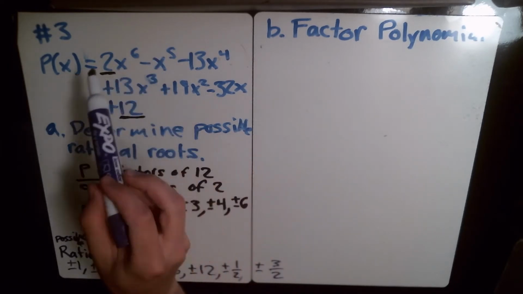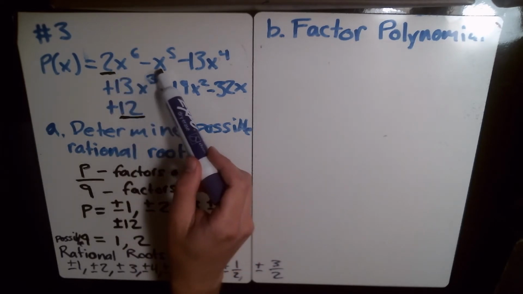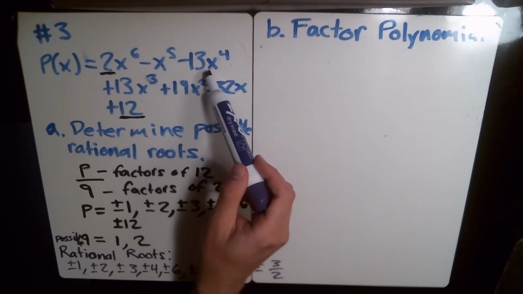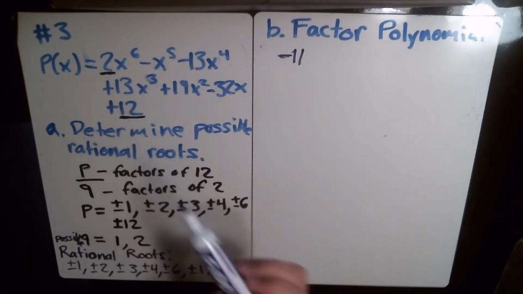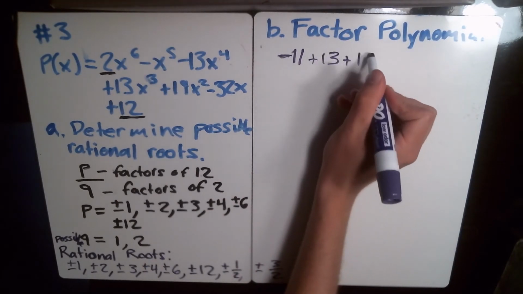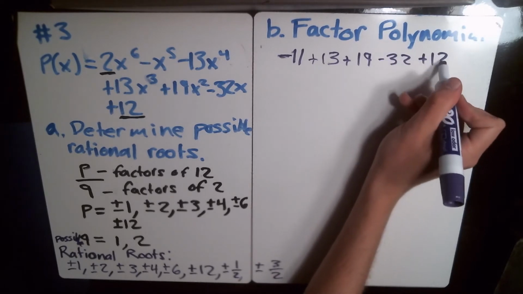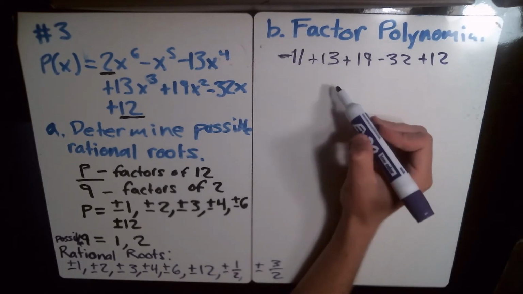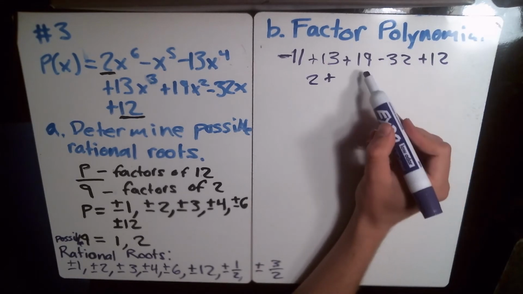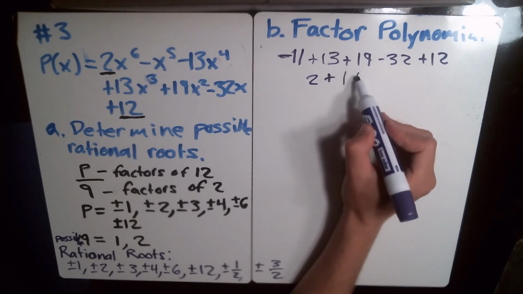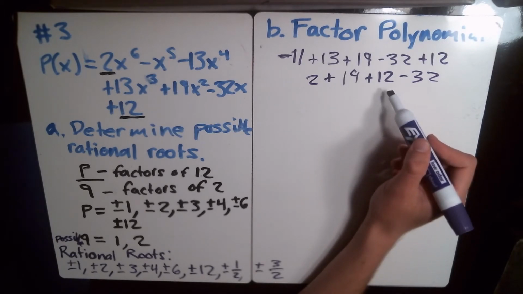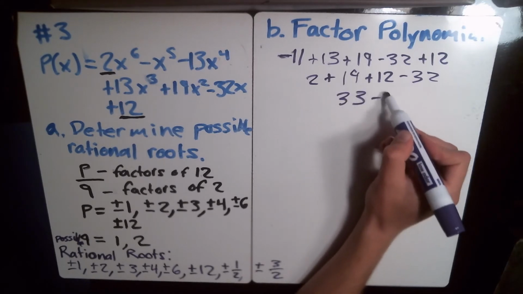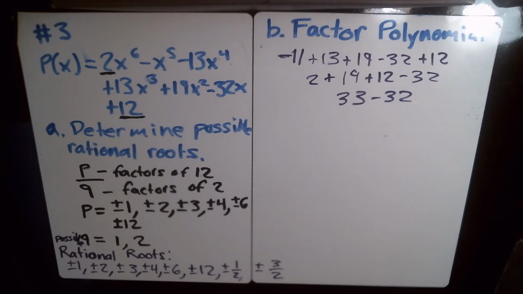So let's plug in +1 and see if that works. We get 2 minus 1 is 1, minus 13 is -11. Maybe I'll keep track of this over here. -11 so far, and then plus 13, plus 19, minus 32, plus 12. I'm not sure if that's going to work. This would give us 2 plus 19 plus 12 minus 32. These two are going to make 31. This is going to be 33 minus 32. So that is so close to working, but it's not quite there.